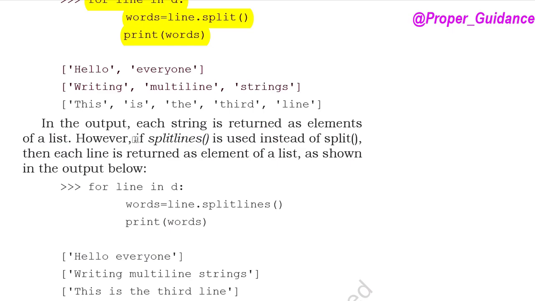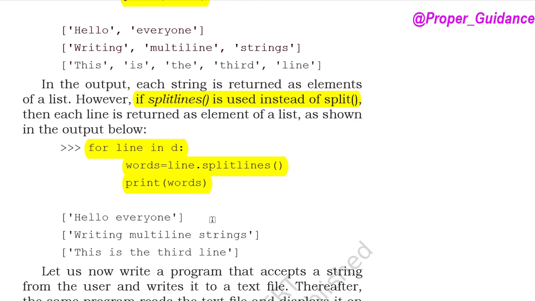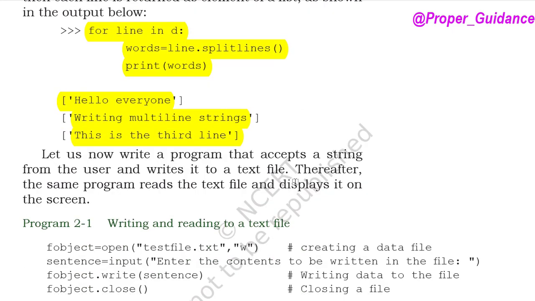However, if splitlines is used instead of split, then each line is returned as an element of a list, as shown in for line in D. We will get it like this: Hello everyone, this is the first line, second line and the third line. In the elements of the list we get it if we use the splitlines method instead of the split method.